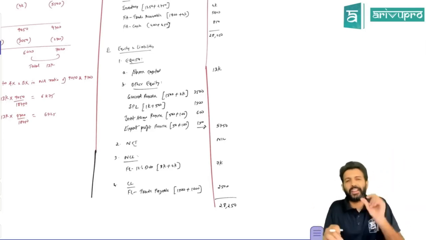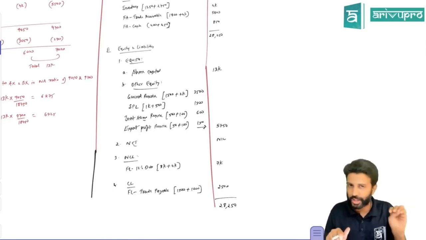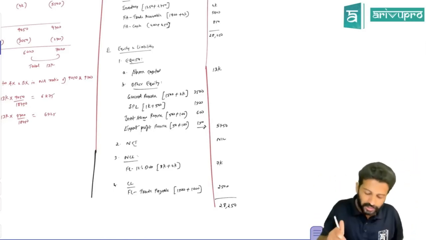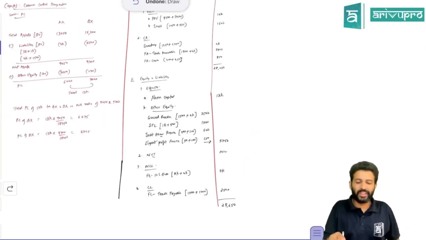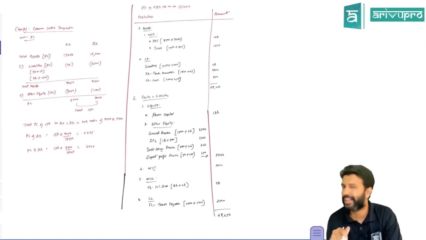So if NCI is there, they will clearly specify that the parent has acquired only 70%, 80%, like that. They will mention. If percentage is not given, it is 100% acquisition. So that's all. This is a very, very straightforward question. The only thing is you need to keep in mind the PC element, right?